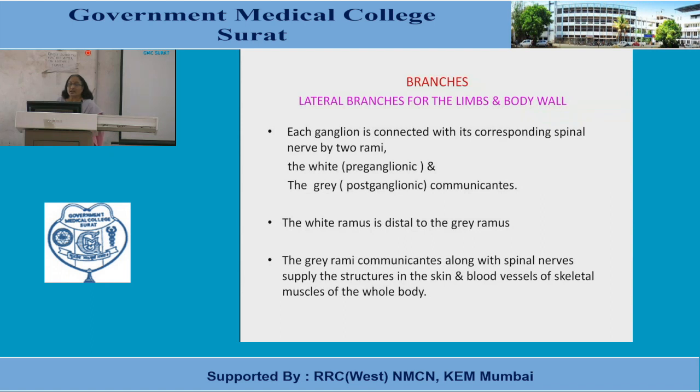Each ganglion is connected with its corresponding spinal nerves by 2 rami: the white ramus, that is the preganglionic, and the gray ramus, that is the postganglionic communicants. Now another important branch, lateral branch of the sympathetic chain, the white ramus is distal to the gray ramus. What is about that one? The gray rami communicate along with the spinal nerves, supplying the structures in the skull, skin and blood vessels of the skeletal muscles of the whole body. So these are the lateral branches for the limbs and the body wall.